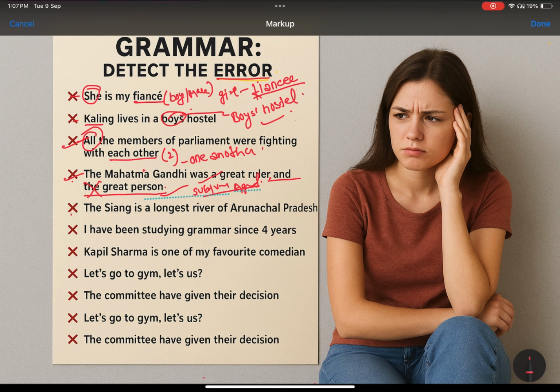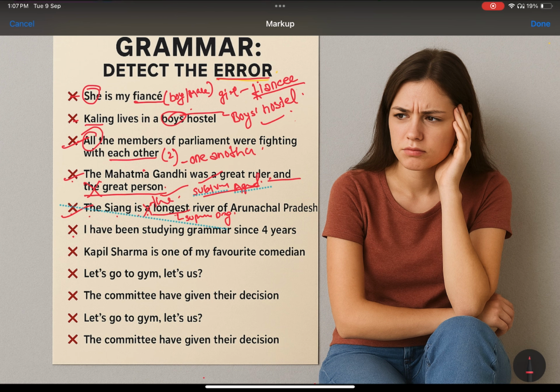Okay, next. The Siang is a longest river of Arunachal Pradesh. This seems a little bit easy because whenever you spot a superlative degree, for example long, longer, longest, short, shorter, shortest, superlative degree जब भी होता है तो you are supposed to use the article the. So it has to be the Siang is the longest river of Arunachal Pradesh. This is a rule of grammar. Whenever you spot a superlative degree, you have to use the article the.